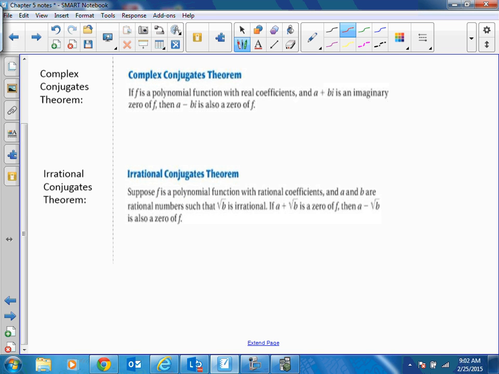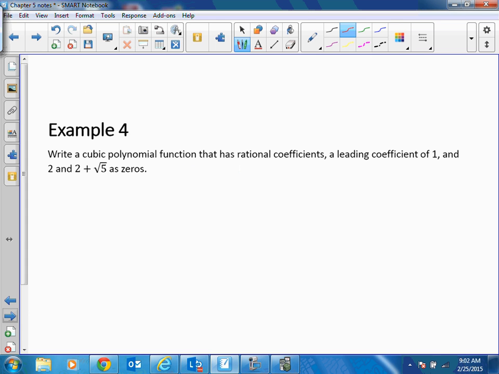Complex conjugate theorem. Sometimes what they'll do is they'll give us the zeros, and then they will want us to rewrite it back into a function. Okay, so the complex conjugate theorem says that if there's an a plus bi zero, then there has to be an a minus bi zero. So you have to do both. Same with the irrational conjugate theorem. If there's an a plus square root of b, there has to be an a minus square root of b. You have to add that in. So we'll talk about that.